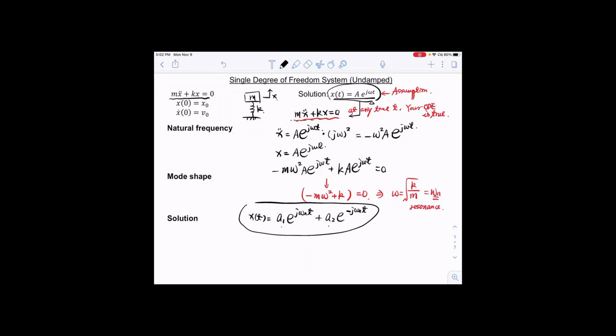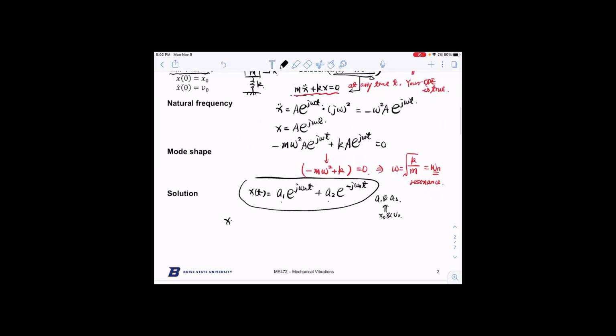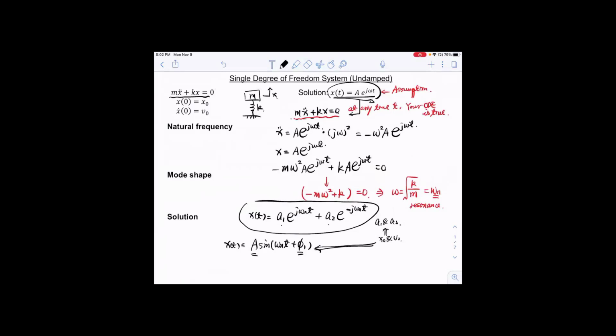A1 and A2, we have two unknowns. These A1 and A2 are constants, determined by your initial conditions. Two equations, two unknowns. We also assume that your x(t) can be written as A sin(ωnt plus φ1). So these φ1 and A are constants to be determined. They can be calculated from initial conditions. That's the idea when you have first order systems.